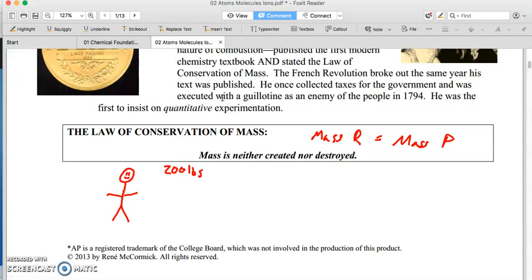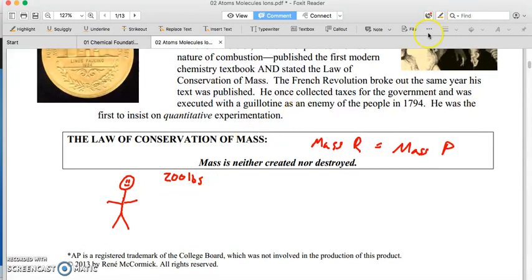So I want to give an example. For conservation of mass, let's say we have a person that weighs 200 pounds and they eat some food. Let's say they eat 1 pound of food. You should be able to predict what this person's new weight will be. 201 pounds.